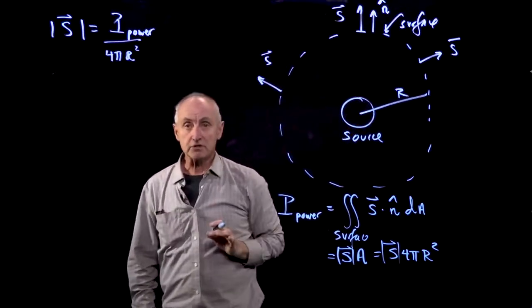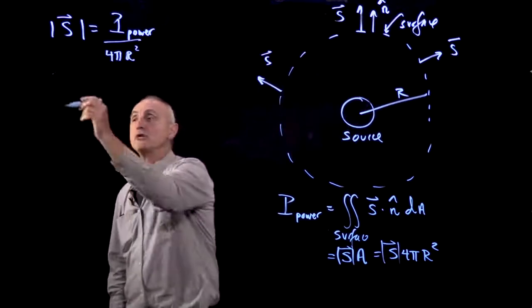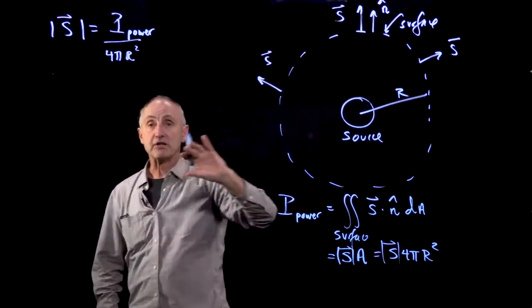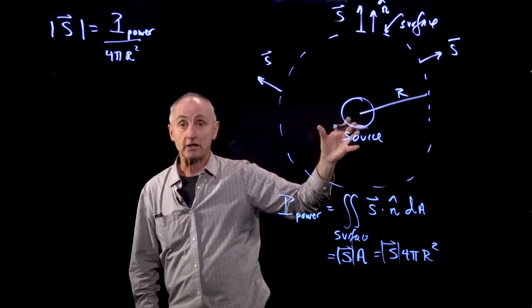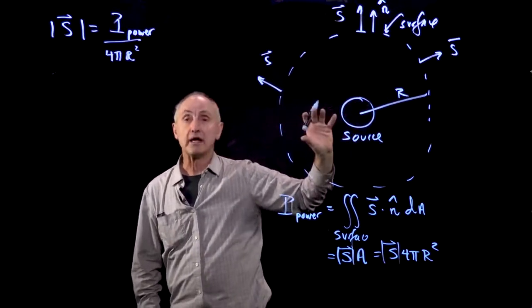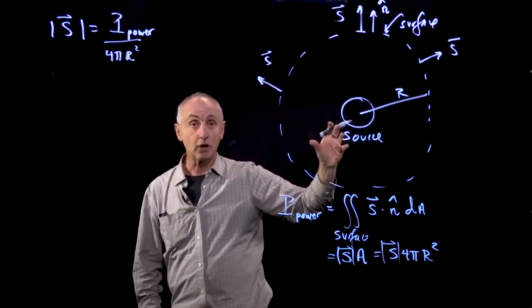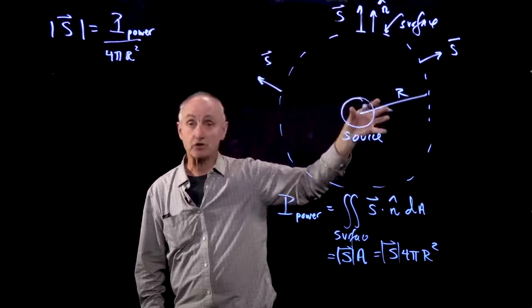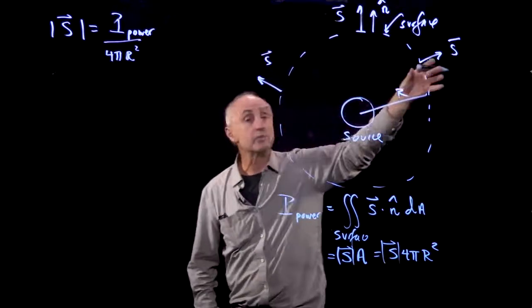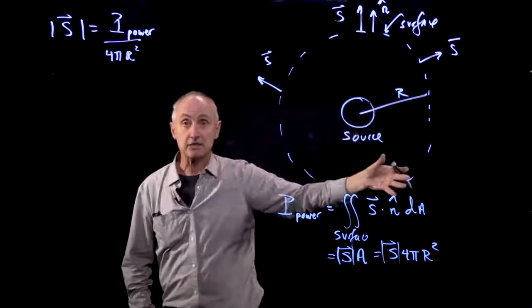Now, you can apply this to many examples. You could apply it as a model for power emitted from a light bulb, say a 100-watt light bulb. Or you could look at an example of a star, where the power is the power of the star, and then you can compute the magnitude of the Poynting vector at any distance from the star.